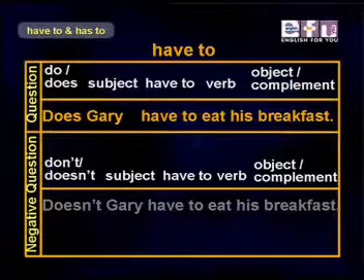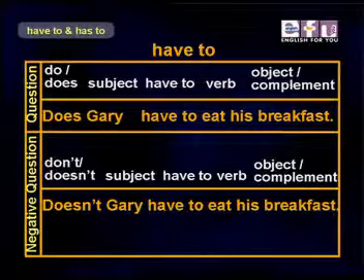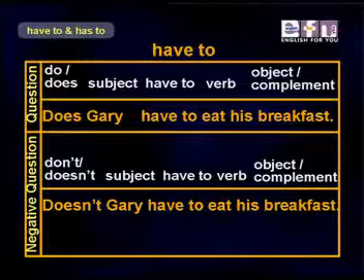And we can use a negative question form. Doesn't Gary have to eat his breakfast? So the form is doesn't or don't, plus your subject, plus have to, plus verb, plus your object or complement. Okay, I hope you could understand the charts for must and have to. Now we must and we have to look and listen.